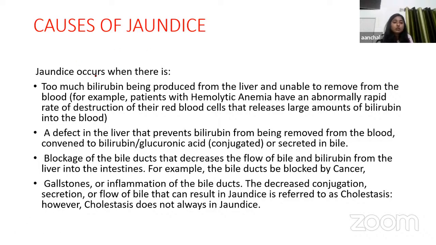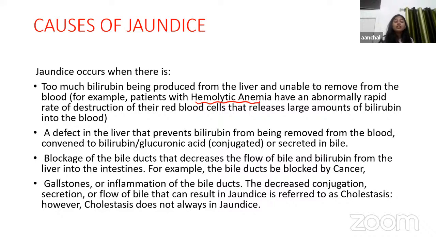Whenever too much bilirubin is being produced and is unable to be removed from the blood, for example in a patient with hemolytic anemia. Hemolytic anemia is anemia in which there is excess destruction of red blood cells, an abnormally rapid rate of destruction of blood cells that releases a large amount of bilirubin into the blood. So this is the cause of pre-hepatic jaundice, in which excess unconjugated bilirubin accumulates due to excessive destruction of RBCs.